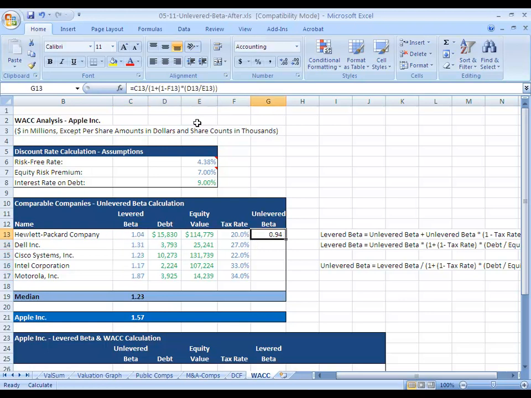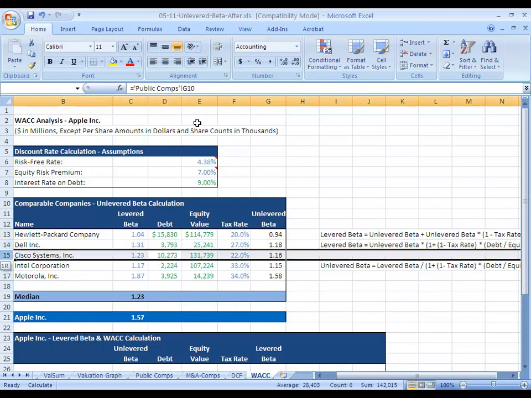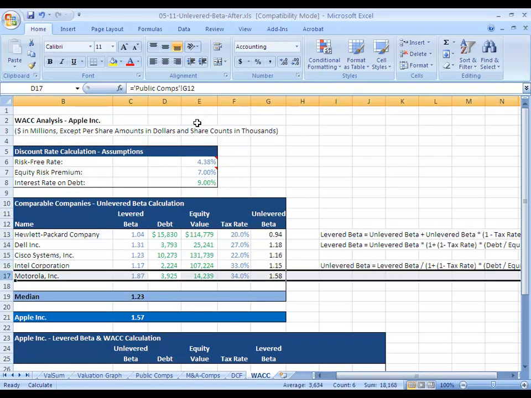What we can now do is simply copy this one down using Alt-ESF. You can see what unlevered beta comes out to for each of these companies. Each of these companies actually happens to have debt, and we can see that in each case here, the levered beta always exceeds the unlevered beta. Because once again, just from basic corporate finance and common sense, debt always adds to your risk. So that's why the levered beta in each of these cases always exceeds the unlevered beta.